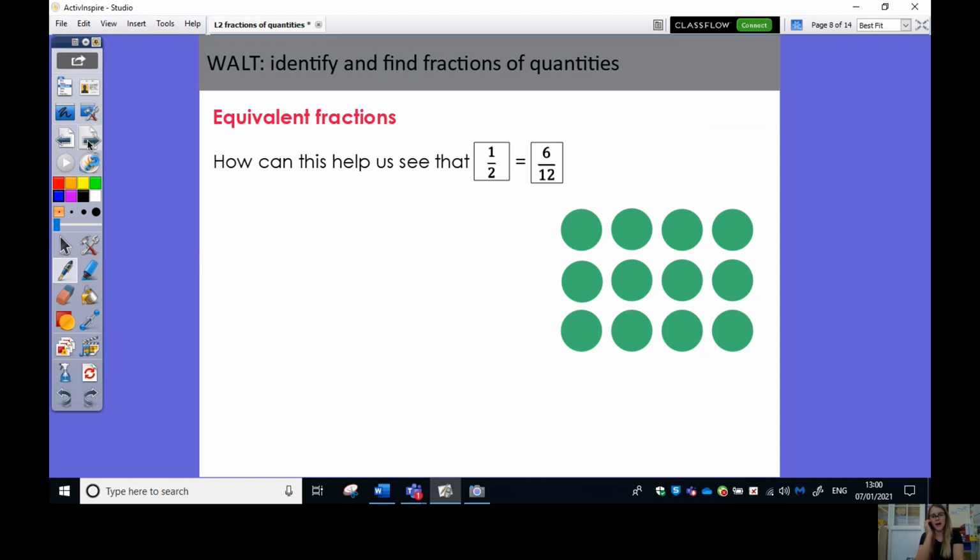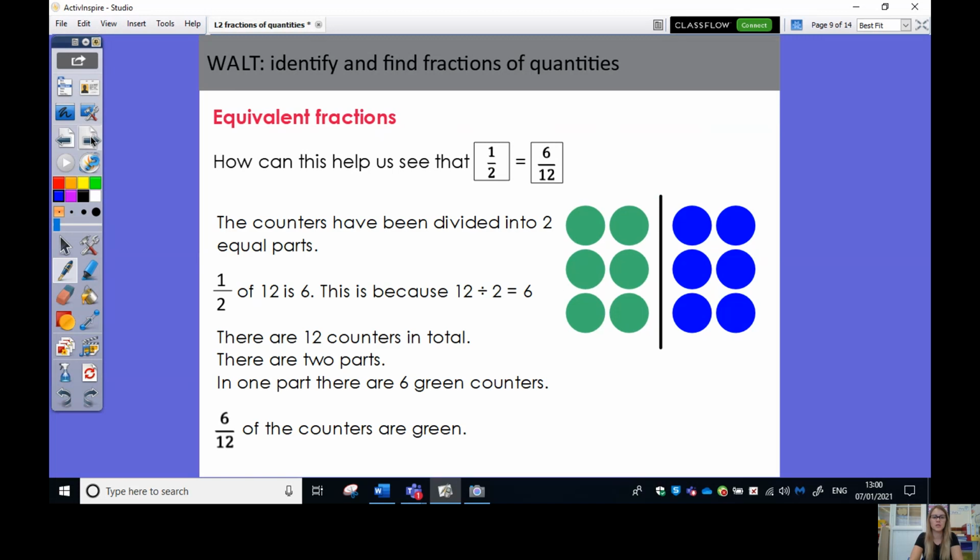We're going to look now at equivalent fractions and how we can shade half, or find half of these counters, which would also be 6/12, because sometimes questions may ask us to shade half, but there's not always 2 in the group, so it gets a little bit tricky. We're going to look at how we can do that.